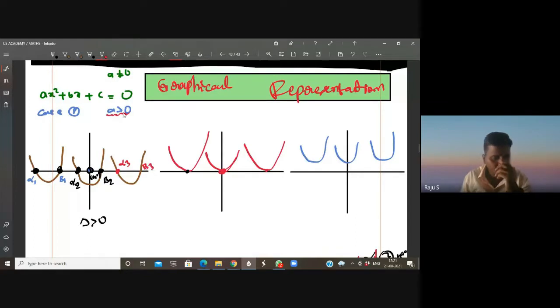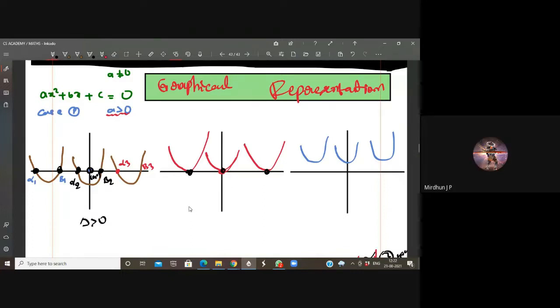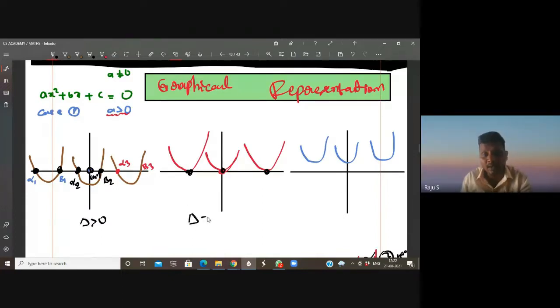To help you understand, I have drawn this. Then what about this case? The curve meets the x-axis at how many points here? Only 1 point. That means delta is greater than 0. I'm going to give examples for this clearly.